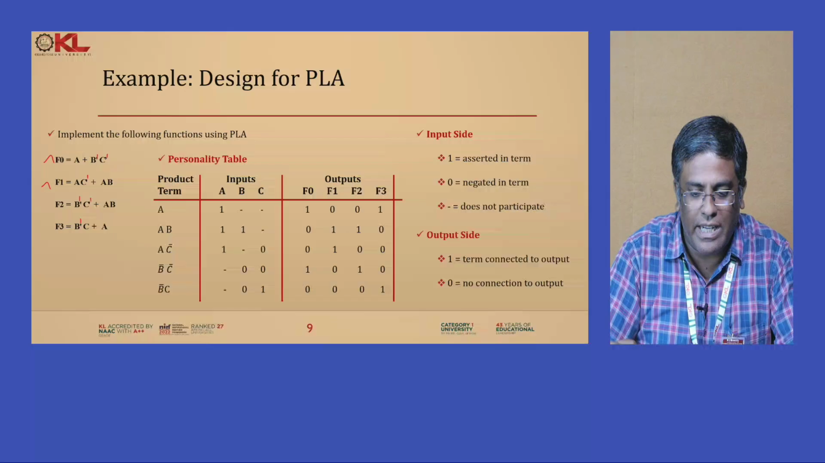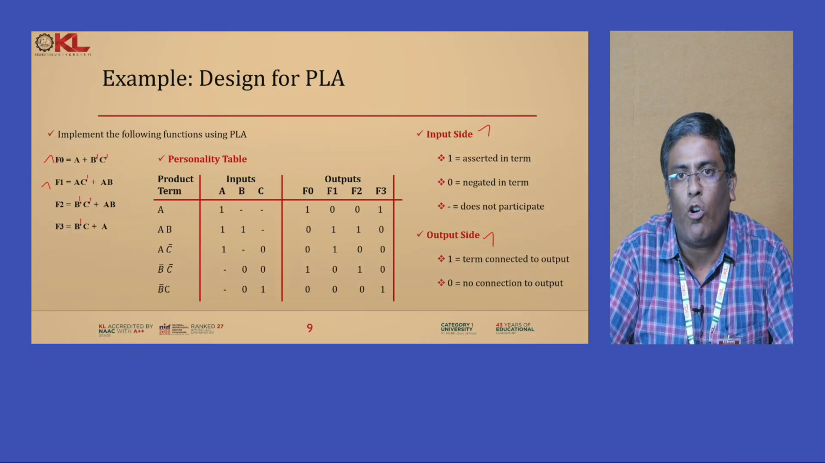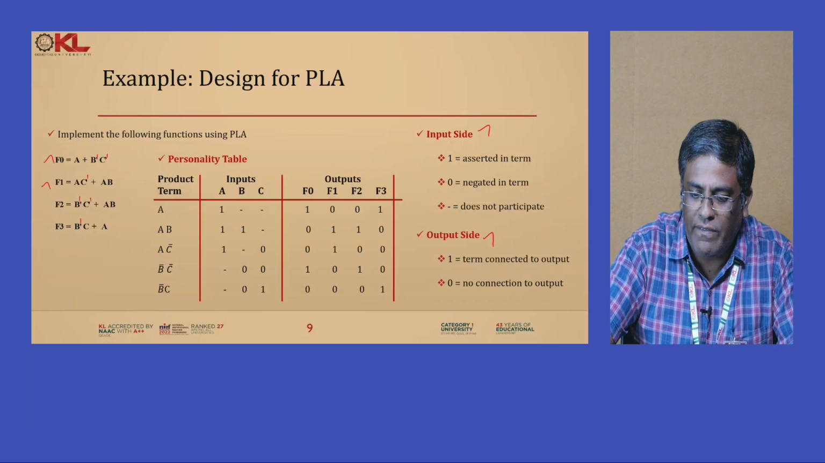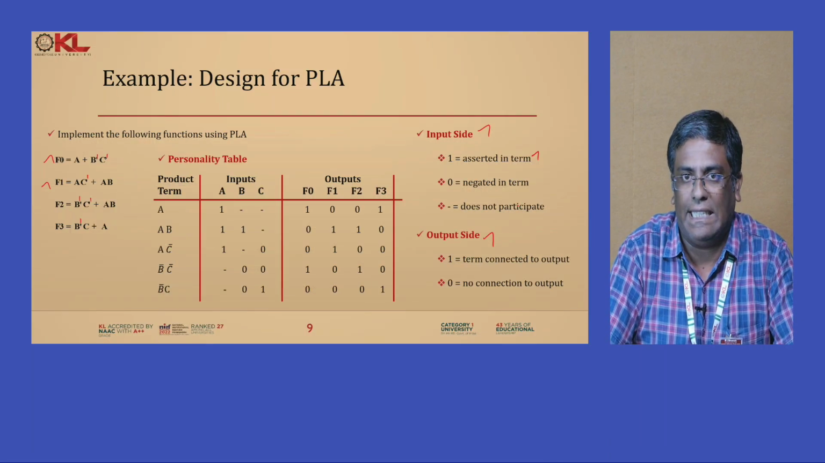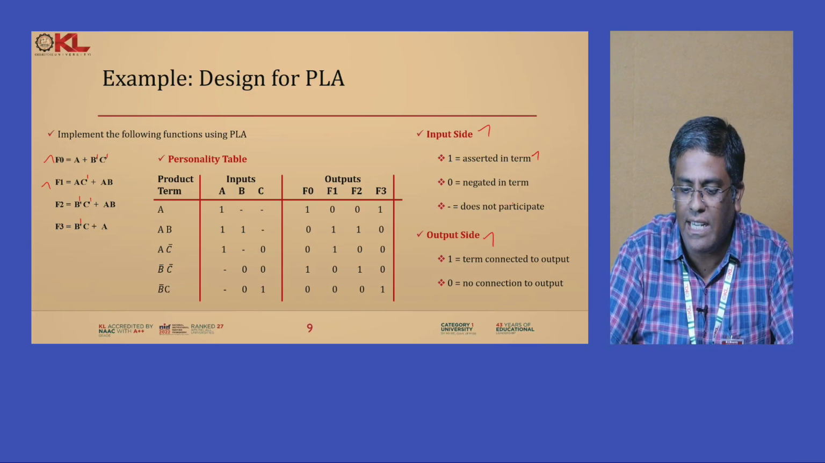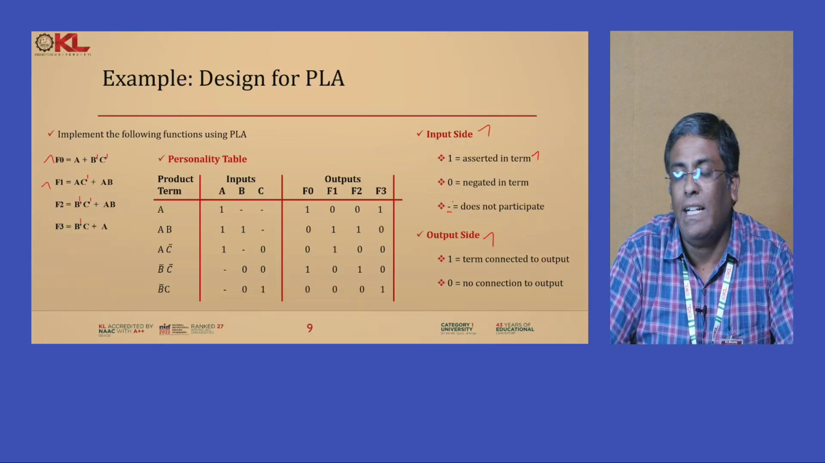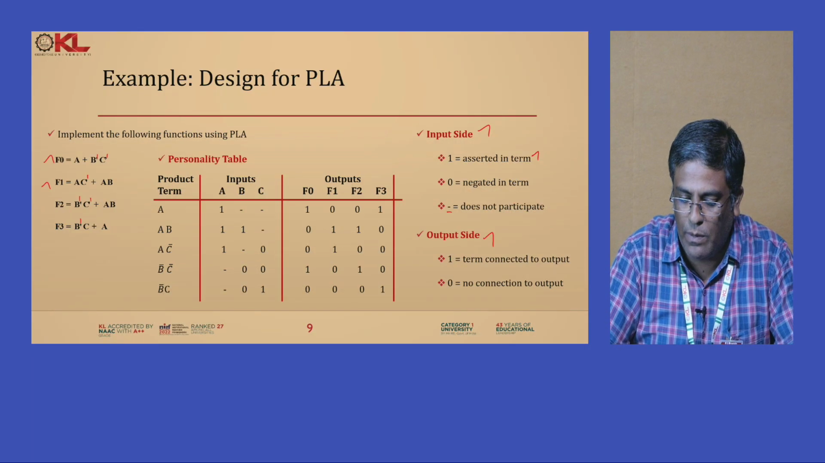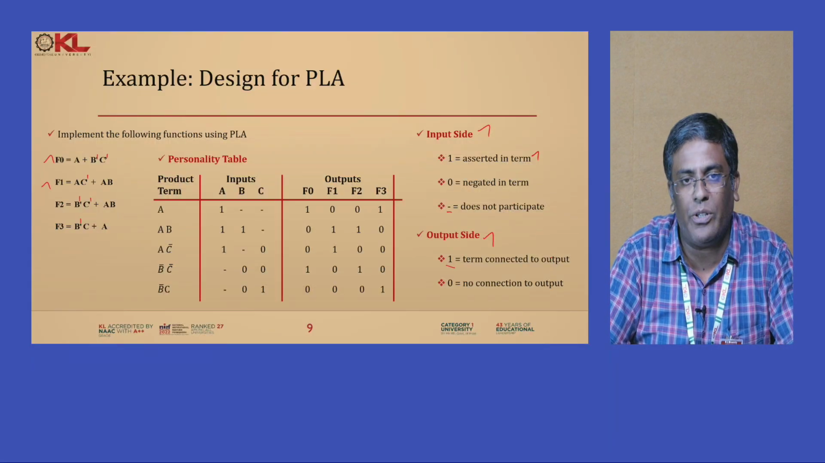Now before getting into it, you should see the input side and understand the output side. What is the input side? When I say 1, it is asserted, that means it is connected. When you say 0, it indicates it is negated. When there is a dash symbol, it is not participating in the programmable part. In the same way on the output side, when I say 1, that term is connected to the output. When I say 0, nothing is connected to the output. We have to understand that.